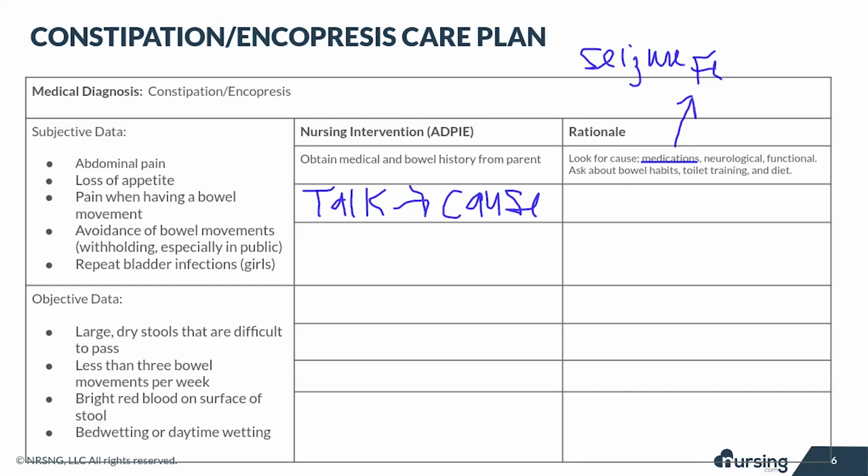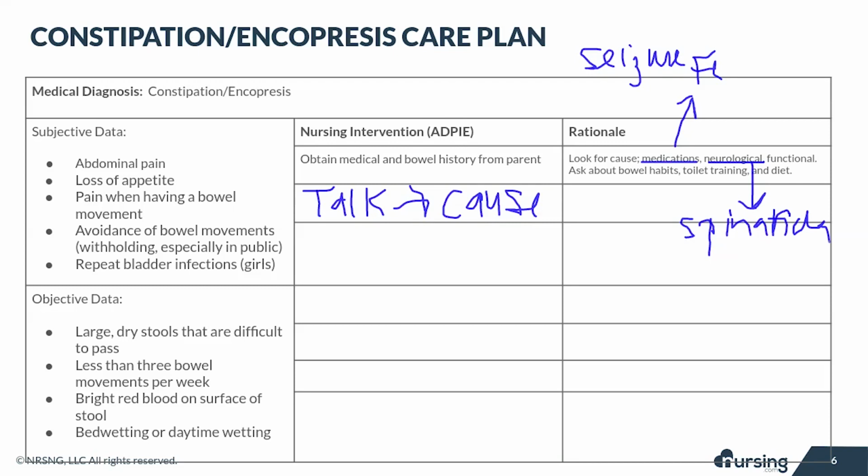You also want to be aware of some really concerning neurological causes. So thinking about things like spina bifida, and then Hirschsprung's disease is another one to be aware of, and that may present at birth with a delayed meconium.